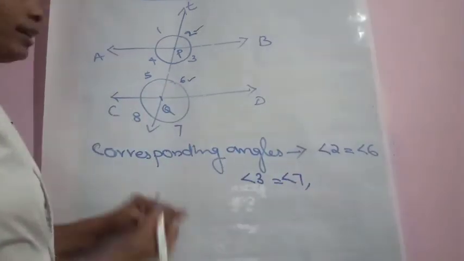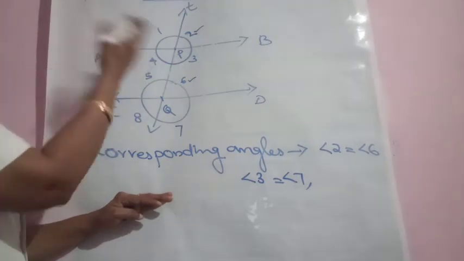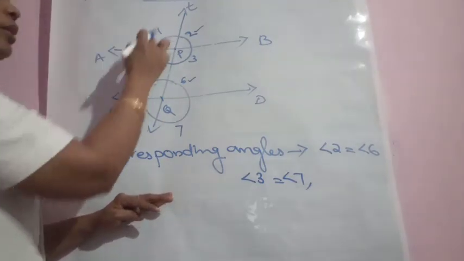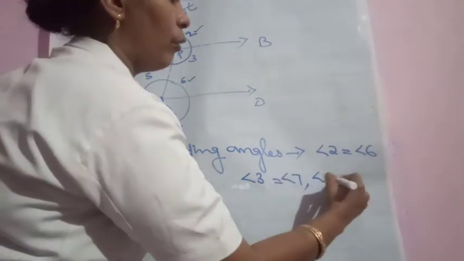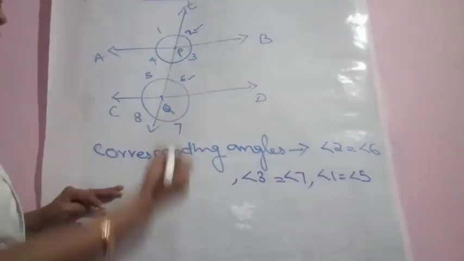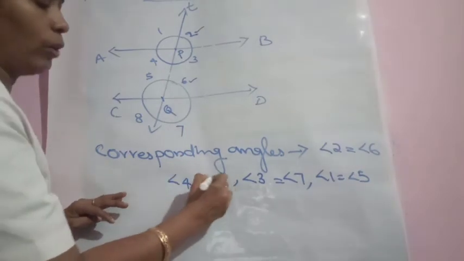Another pair. Then the next pair is on the left side of the transversal, left side above the lines. Above the lines are 1 and 5. 1 equal to 5. Then below the lines, which are they? 4 and 8. 4 equal to 8.